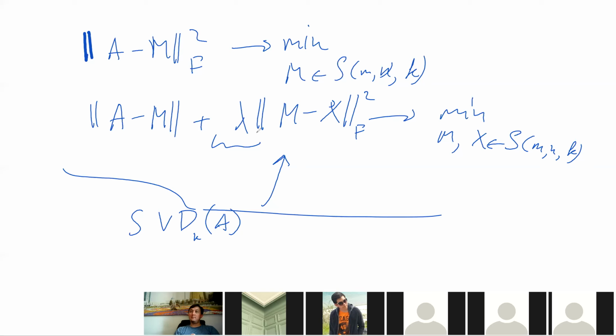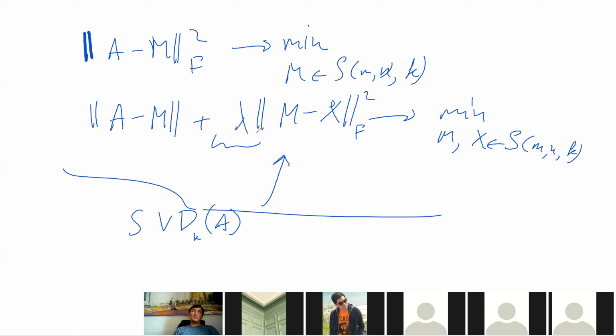Excuse me. I missed the part where you were saying that we can decompose M as the product of two matrices X and Y. What was the problem with minimizing this? Why do we have to do it separately?